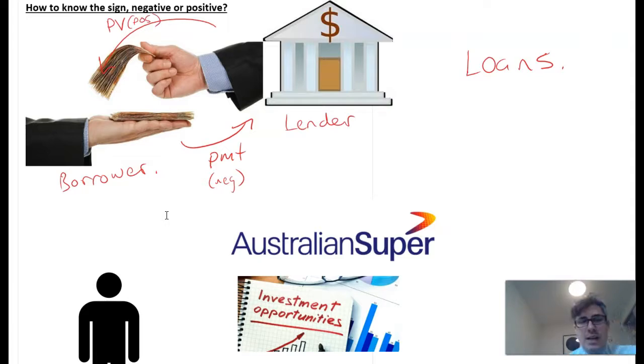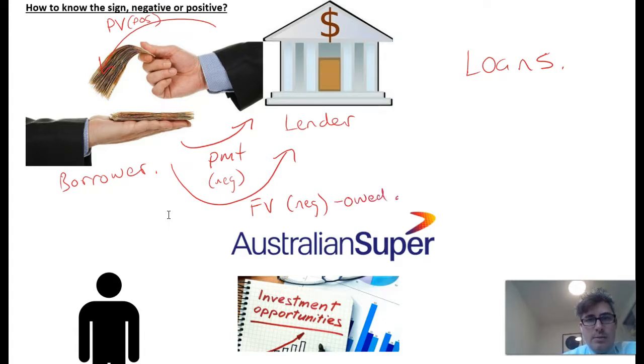For the FV, this is a little bit trickier. The FV will be negative until the loan is paid off, because in total it needs to balance out. And therefore this is because it's owed. So it's also negative until the loan is paid off.